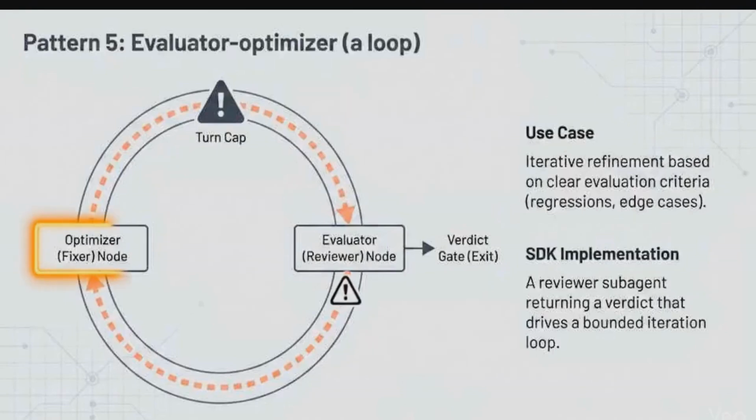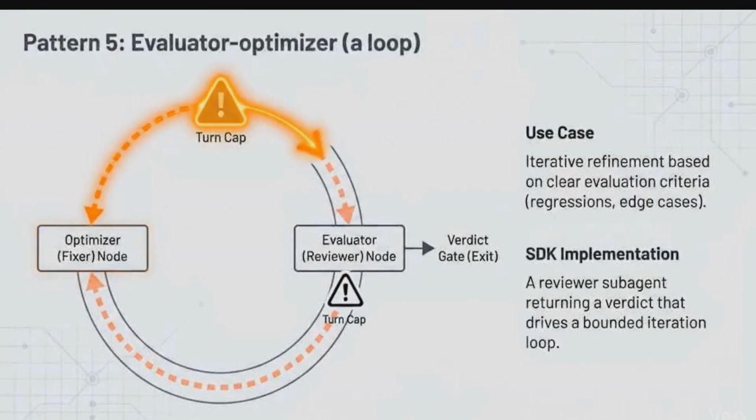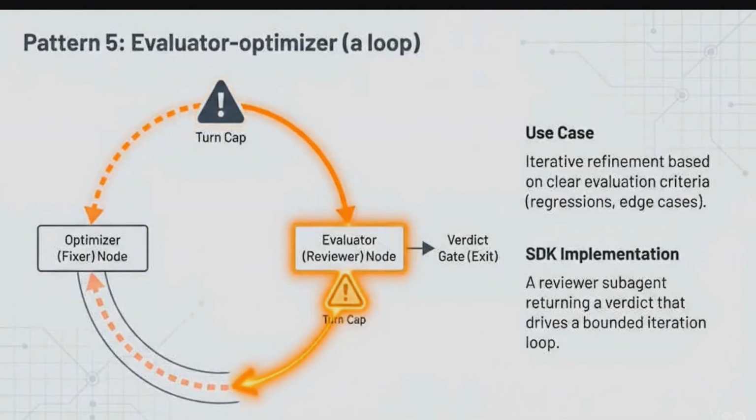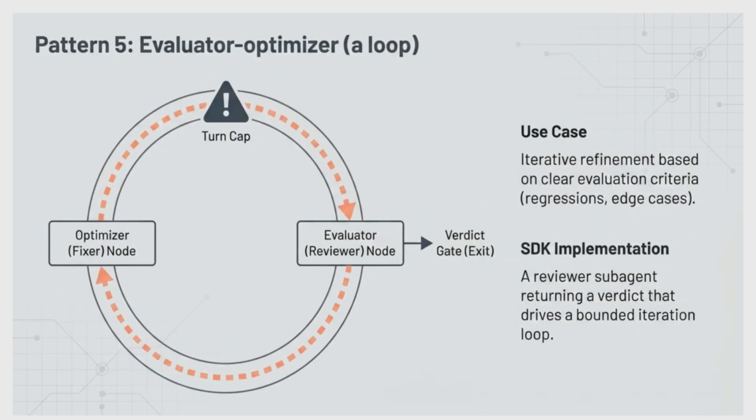Pattern 5. Evaluator Optimizer, a loop. In the Evaluator Optimizer workflow, one LLM call generates a response, while another provides evaluation and feedback in a loop. Use it when there are clear evaluation criteria and when iterative refinement provides measurable value. The 2 signs are that a human's feedback would demonstrably improve the output, and that an LLM can supply that feedback. If you have built a reviewer subagent, you have already half built this. The reviewer is the evaluator, and the main fixer agent is the optimizer. Close the loop, and you have the pattern.